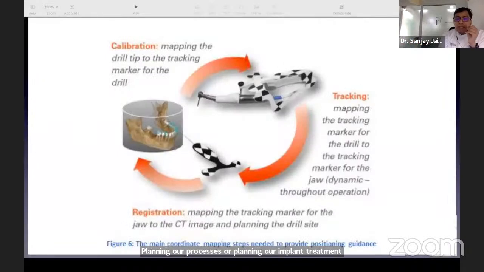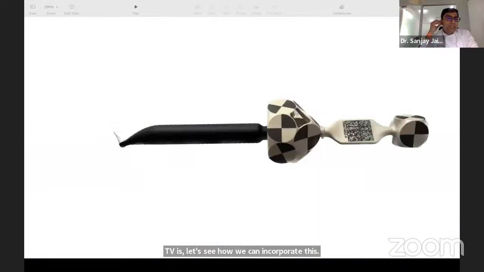So now let's get back to our navigation part. Now that I have told you the importance of CBCT, let's see how we can incorporate this and achieve much better results. So what you see is a tracer tool.